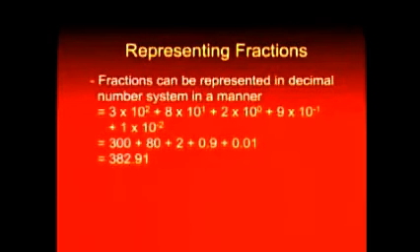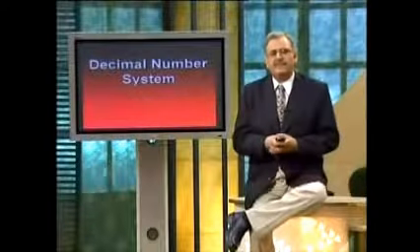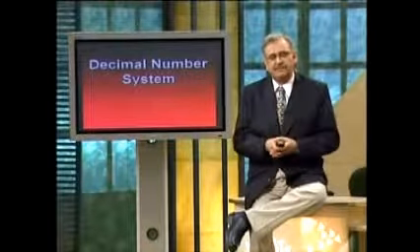Now, if you solve this expression, you get 5 terms: 300, 80, 2, 0.9, and 0.01. 0.9 and 0.01 represent the terms after the decimal point, the fraction. If you sum up all these values, you get the result 382.91. I hope you have understood the decimal number system. You have been using this since your school days.